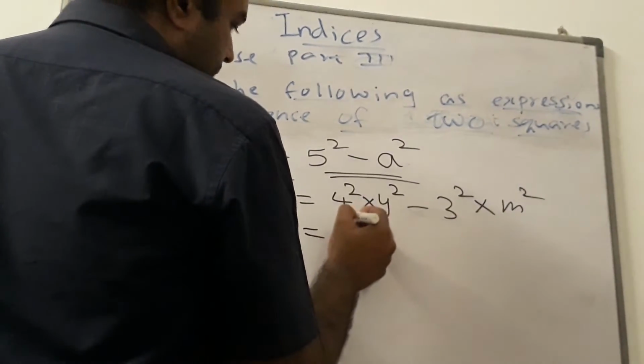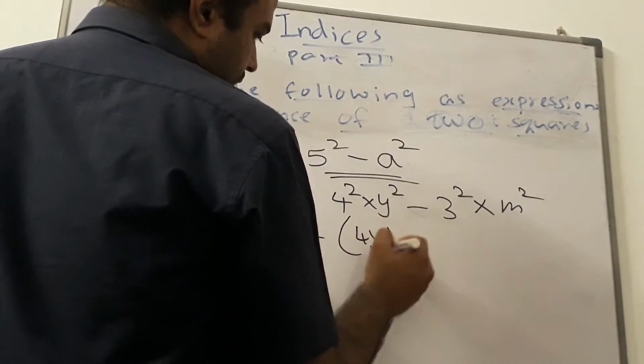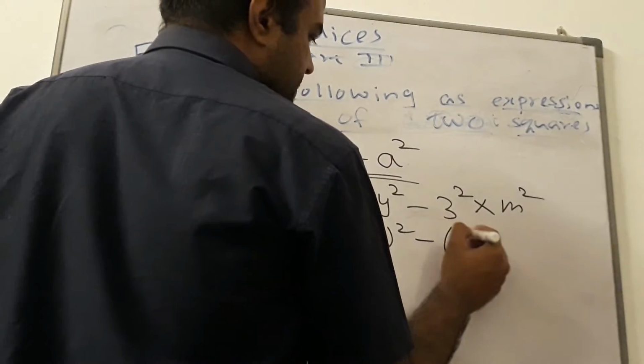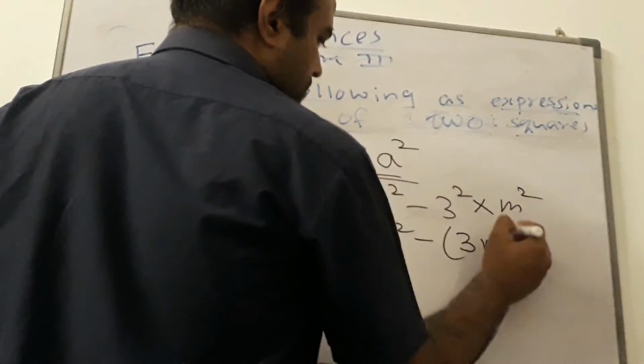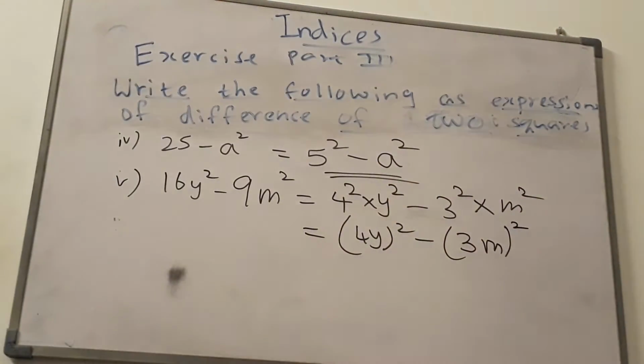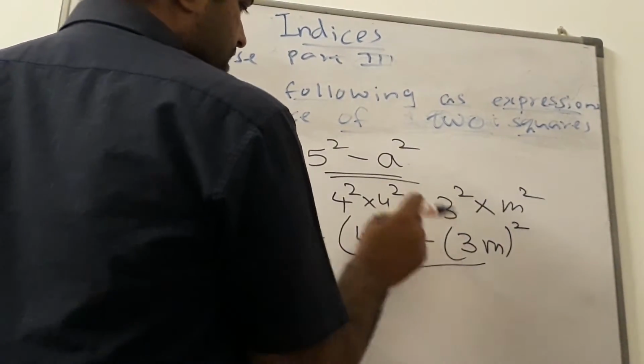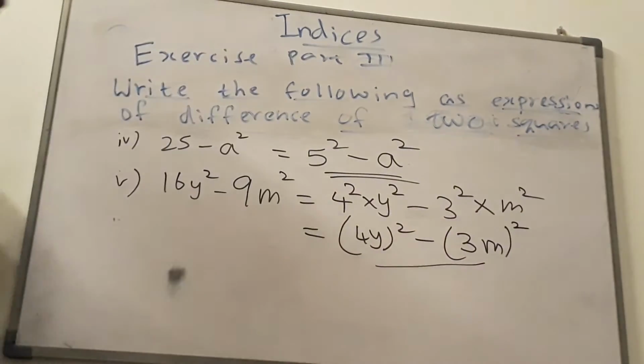Now I am going to make it as 4y altogether squared. The y squared term is common to both 4 and y. Minus 3 times m is 3m altogether squared. So this is the answer here. Difference of two squares: 4y altogether squared and 3m altogether squared.